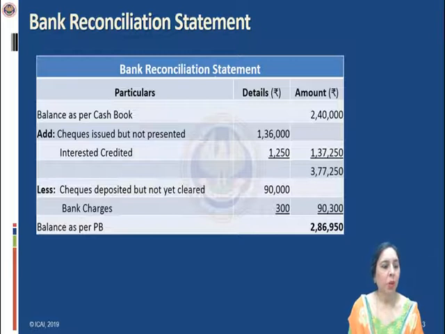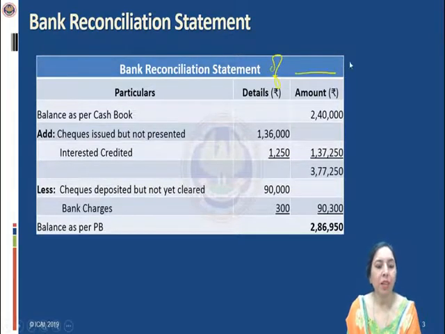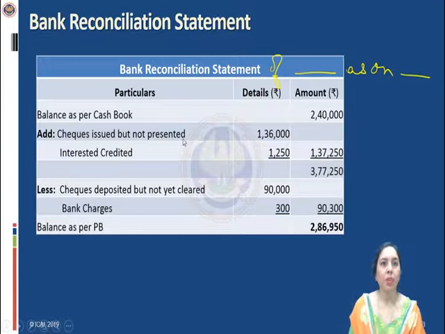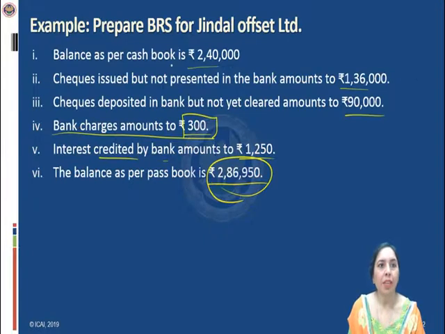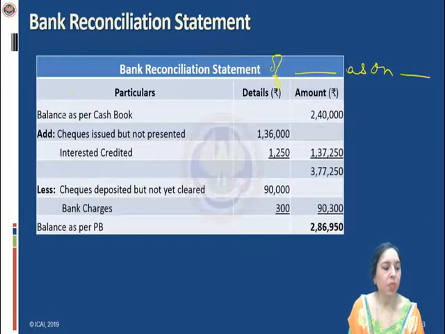Let's see the solution. Bank reconciliation statement. Name of the company can be added over here, and if the period or date is given, you can mention it as on this date. If nothing is given, you can just mention BRS or bank reconciliation statement and proceed with the procedure of BRS. So we have 3 columns: particulars, detail and amount column, and we have been given in the question balance as per cash book 2,40,000. So we are starting with the same balance as per cash book, 2,40,000.